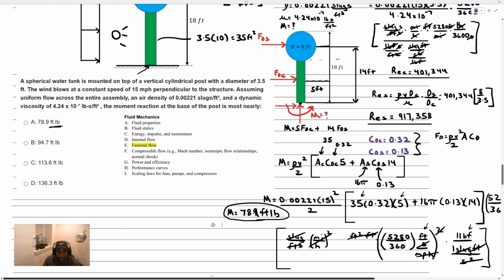It is answer choice A, and sorry if you tried to solve this problem beforehand and didn't see the answer choice on the screen. That's because I ended up changing the answer choices afterwards because I found a mistake in the problem, but it should be correct now. Okay, let's go ahead and move on to the next problem.